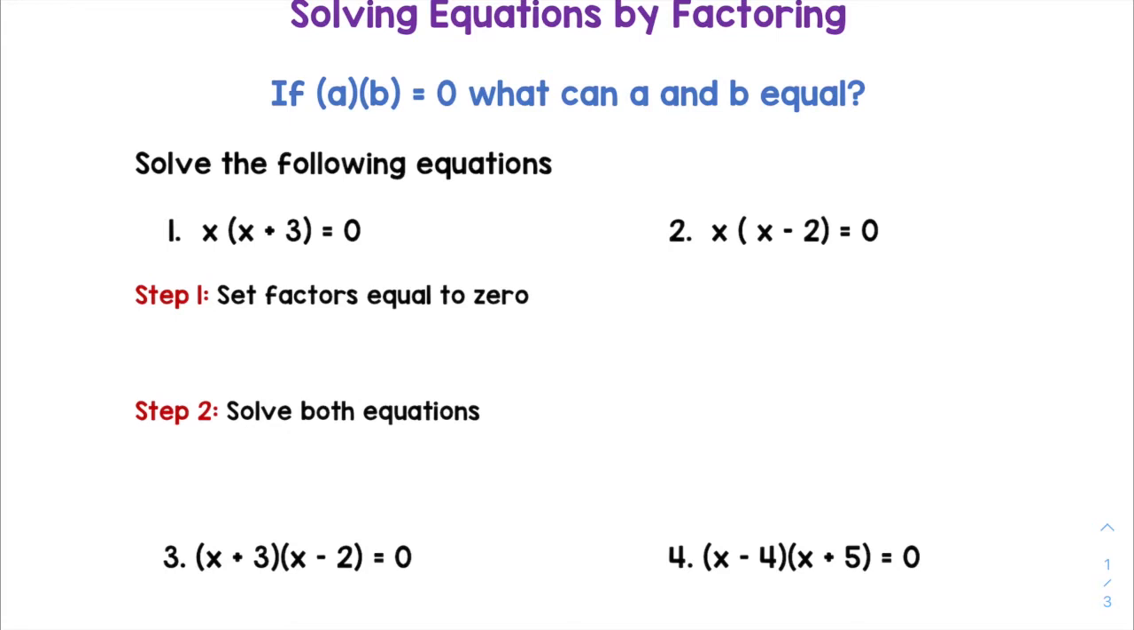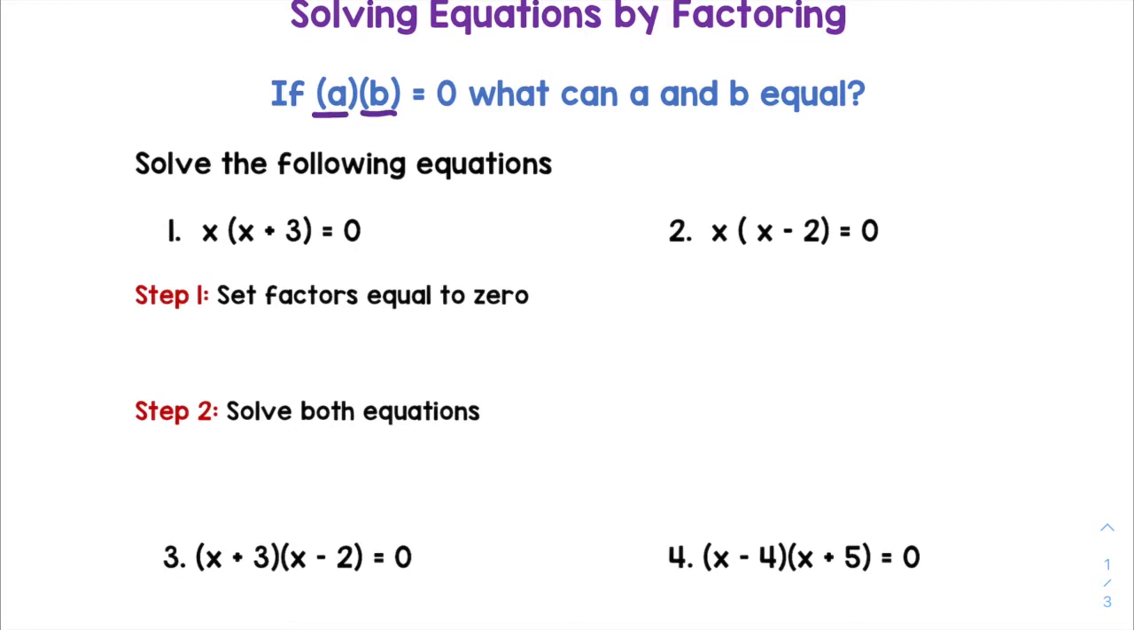Before we begin, we're going to ask ourselves the question: if A times B is equal to 0, what can A and B equal? Well, if we have a product, or a multiplication problem, that's equal to 0, one of the factors, or one of the expressions being multiplied to each other, must be 0 for the answer to be 0. Therefore, we have two steps of solving an equation in factored form. What we're going to do is set the factors equal to 0, and then we're going to solve both of the equations to get our solutions.